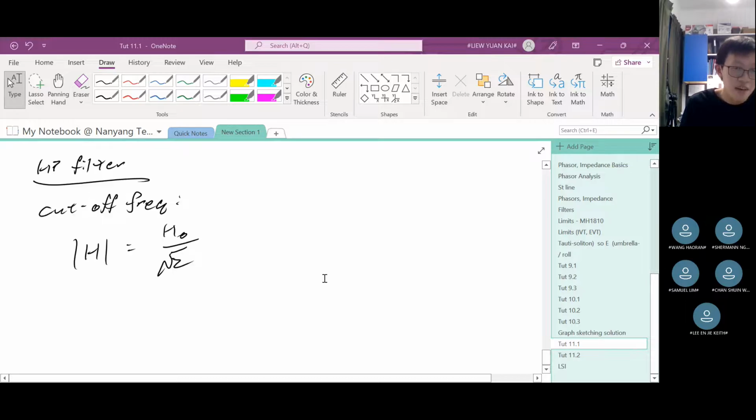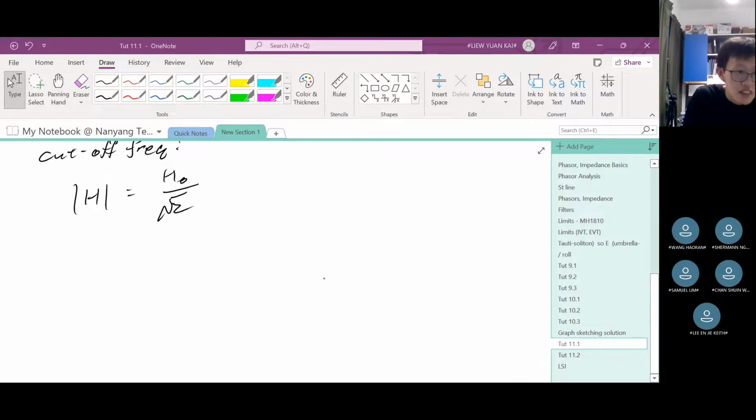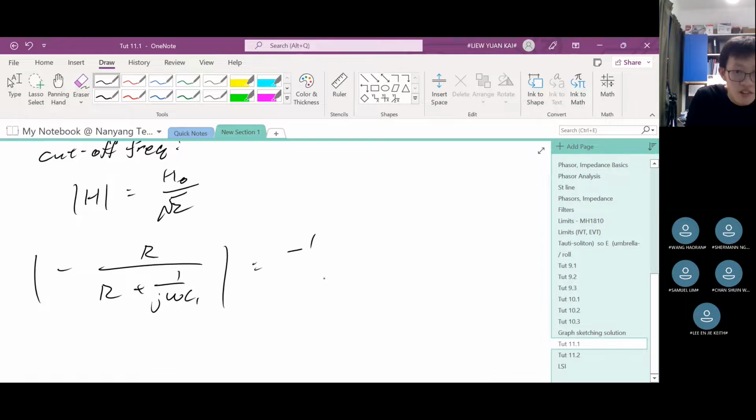So for the high pass filter, you copy down the gain: R over R plus 1 over j omega C1 is equal to 1 over root 2. Modulus means the negative, I can drop it. Now look at the numerator. Are they the same? No, they're not. So I have to force them to be the same. Here is 1, here is R. How do I change R into 1? I need to divide by R. So look at the fraction, divide all the terms by R.